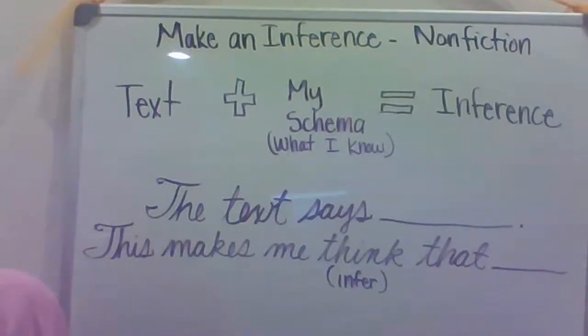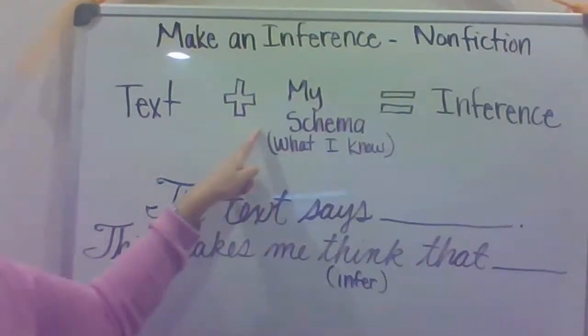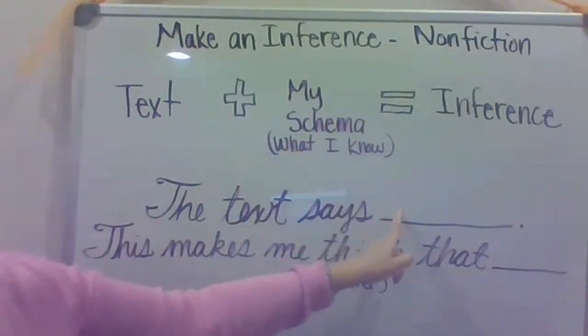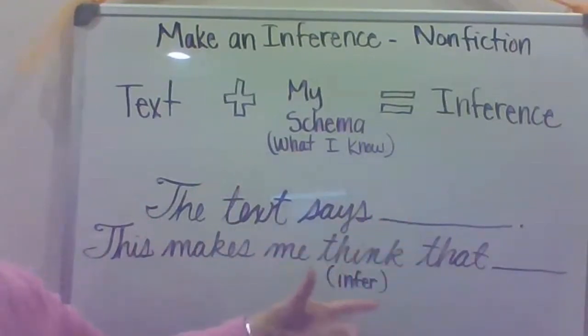So again, I'm taking what I've learned in science. That's my new schema. It's now what I know. Okay, and the author tells me in the printed text that the animal's fur changes color in the fall. And so I can now infer, I bet if that animal's fur didn't change color, it would probably get eaten because it's no longer able to camouflage itself.